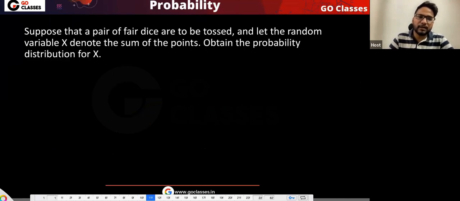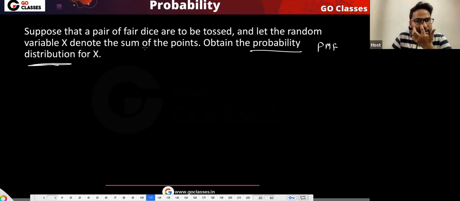Let's check this example. Here we are saying that suppose a pair of fair dice are to be tossed and let the random variable X denote the sum of the points. Obtain the probability distribution for X, or they can also say the probability distribution, which means the PMF. So they are saying you are rolling two dice, a pair of fair dice, right? And then let X represent the summation of the numbers.